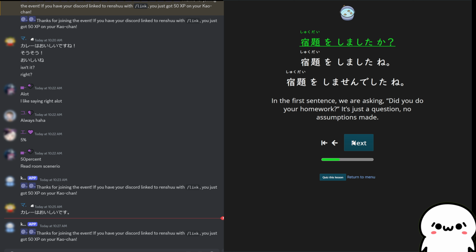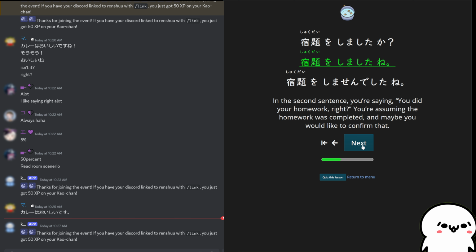However, ne, remember, ne is used when you're either stating a fact that you're pretty sure is true, or you're making an opinion based statement, a subjective statement, and you're looking for the other person to agree with you. So if you say, shukudai o shimashita ne, you did your homework, right?